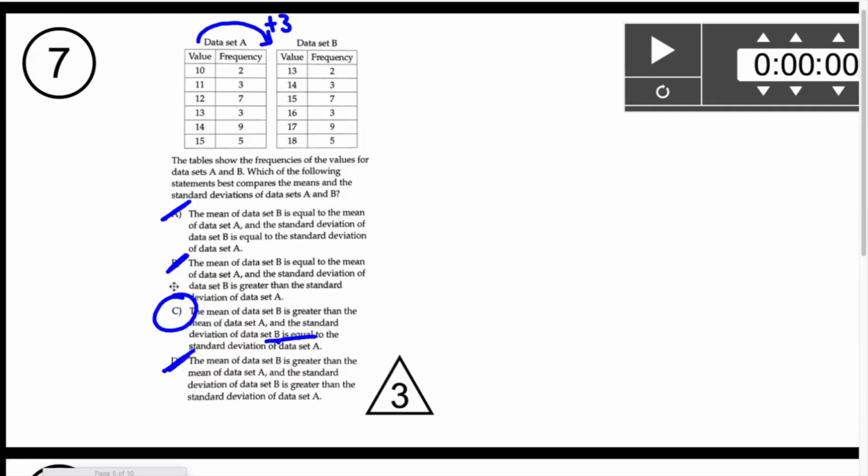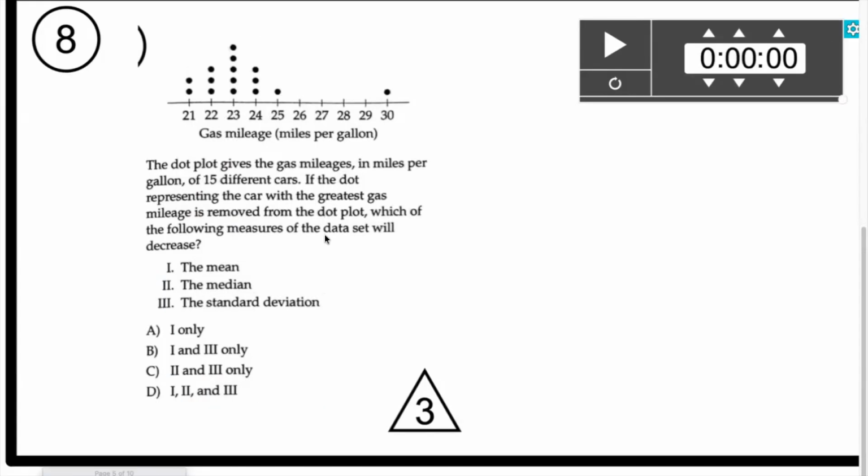So that's a concept to understand: when you add or subtract the same value to all the data, the mean will change, but the standard deviation will not. Okay, so again, we're looking at how data changes here.